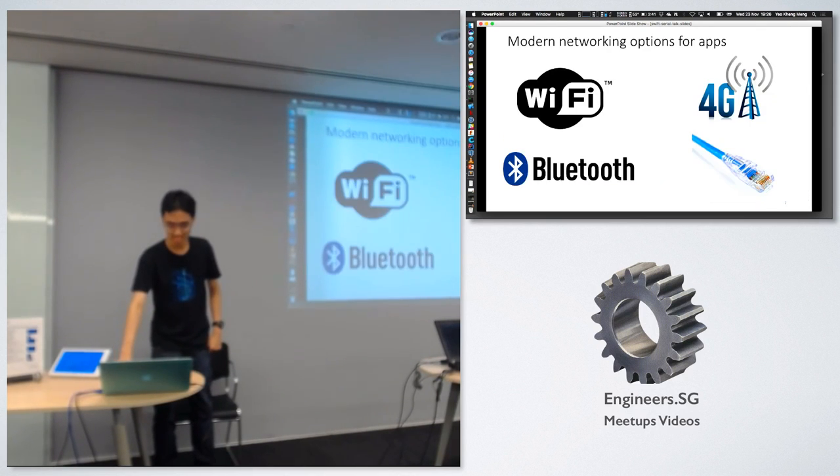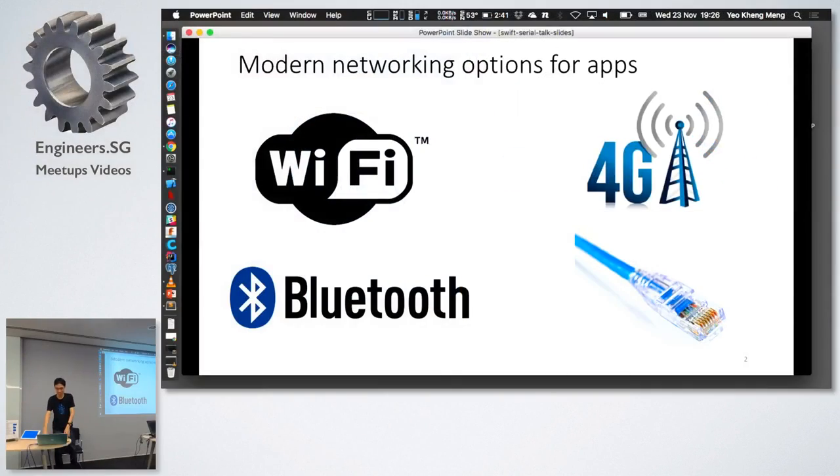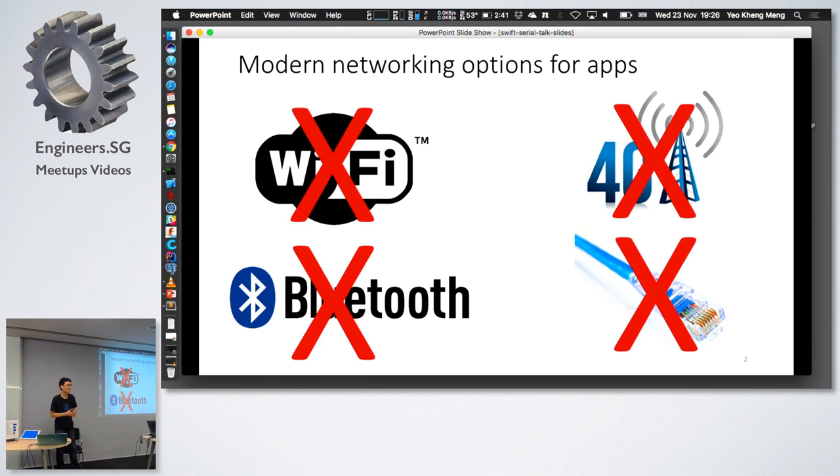Okay, so let's think about modern networking options for apps. Normally when you write an app, you have to pick at least one of these options: Wi-Fi, 4G, Bluetooth, or Ethernet, when it comes to communicating between two computers. So let's say you don't have any of these. Then how can you still do the communication?